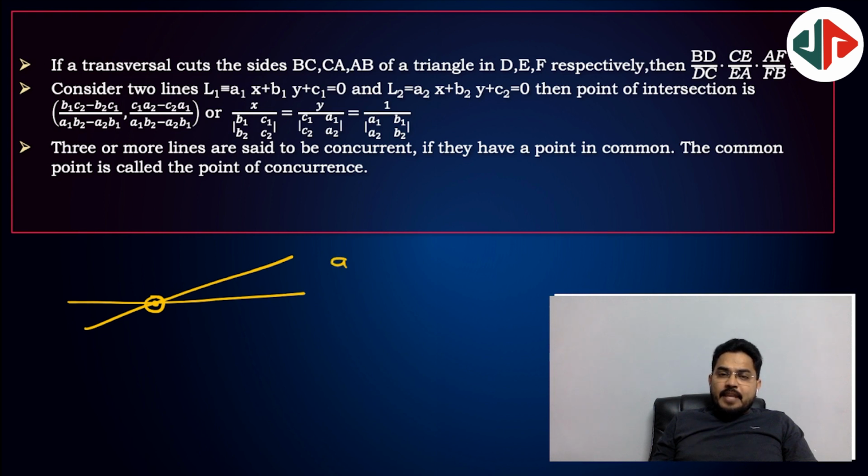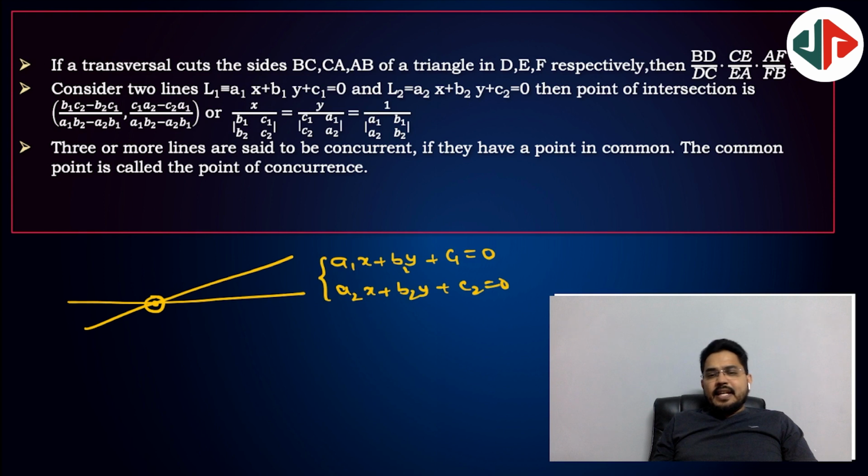It is simply a1x plus b1y plus c1 is equal to 0, and a2x plus b2y plus c2 is equal to 0. Basically, you multiply this one with A2, this one with A1, subtract, and you will get the Y value. Similarly, multiply this one with B2, this one with B1, subtract, Y will be eliminated, and the X value will come.